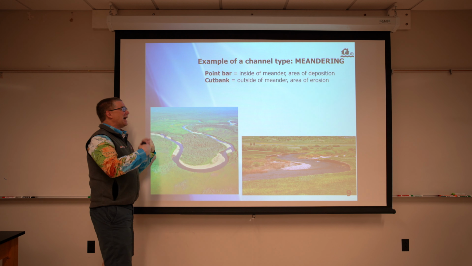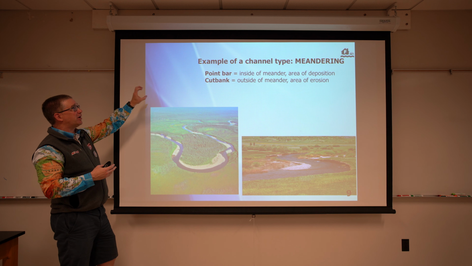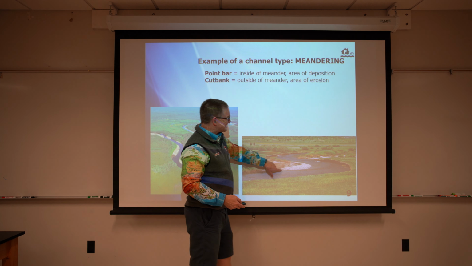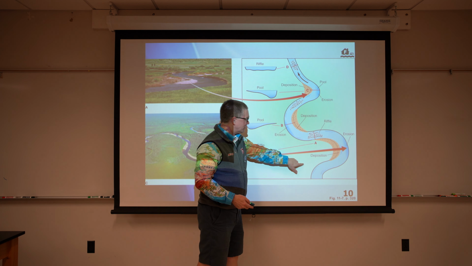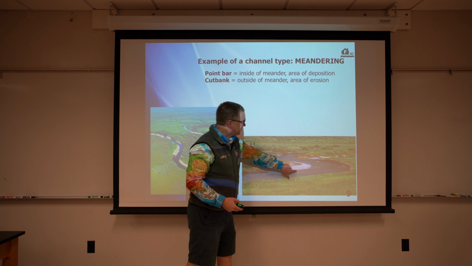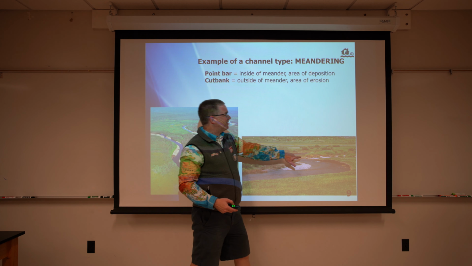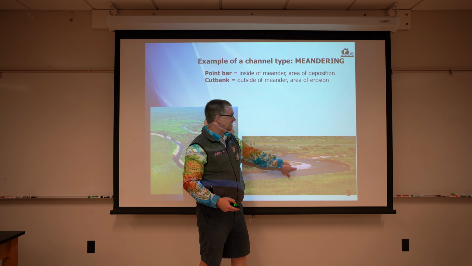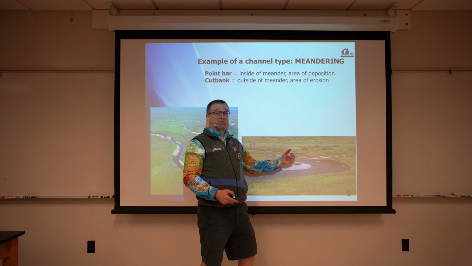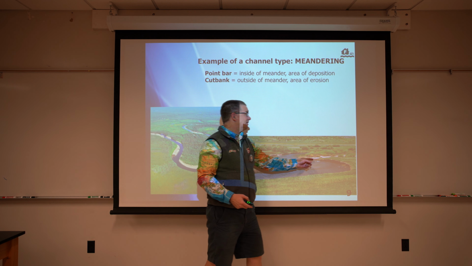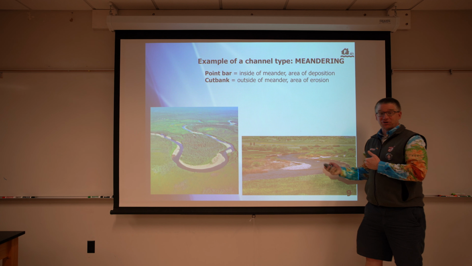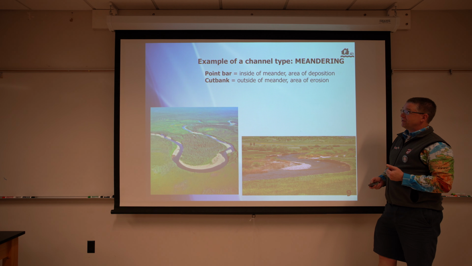And we have in those features what we call point bars and cut banks. A point bar is on the inside of one of these turns. And the cut bank is on the outside of the turn. So the point bar on the inside is an area of deposition. We're depositing material there. The outside, the cut bank, is an area of erosion. We're removing material from that part of our river stream.